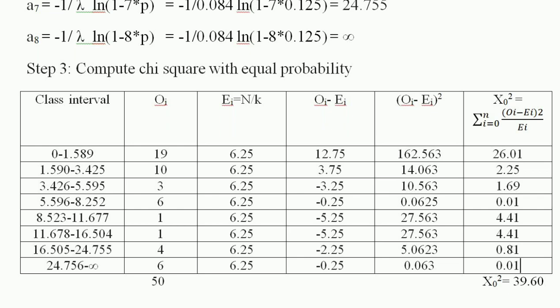So now if I add all these values, that is the summation from i equal to 1 to n, I am going to get a value of 39.60. This is the value we calculated using the chi-square formula. Now we are going to see whether the hypothesis is accepted or not. For this, we have to calculate the critical value. How are we going to calculate the critical value?